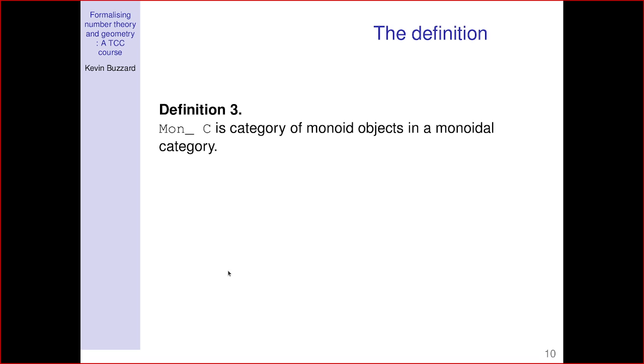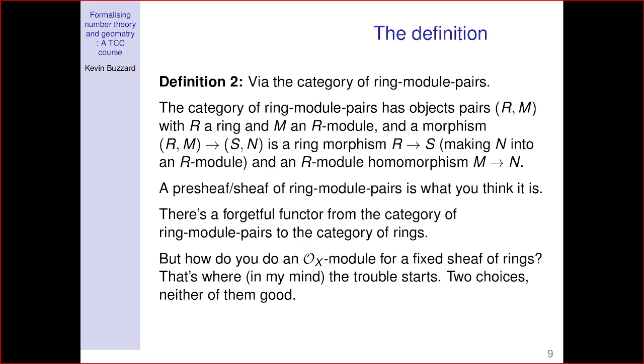Question about definition two: would this be easier in homotopy type theory? It would be different in homotopy type theory. In homotopy type theory, you would just have a different collection of problems, right? In homotopy type theory, the problem is you can't make a sheaf, you can't make a scheme, right? Because there are issues. You can't make a scheme as a topological space.